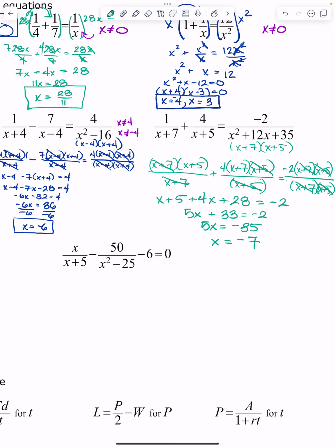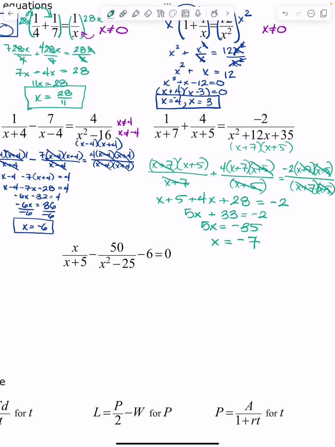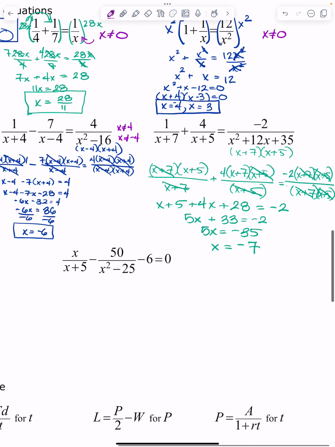Now, notice I got super excited to do this one, and so I did not take a look at what I cannot use. So x plus 7, negative 7 would make that 0, and I got an x plus 5. x cannot be negative 7, which is our solution. So here we have no solutions.